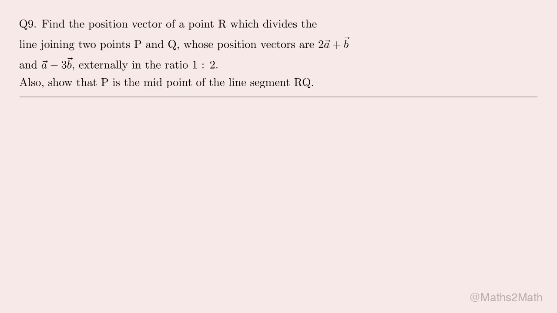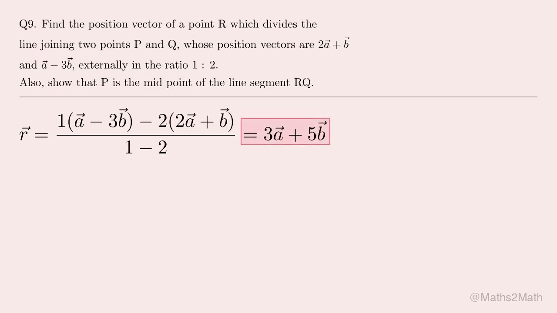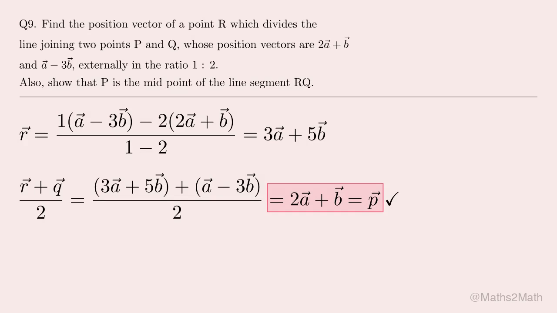Question 9. The external section formula in symbols, then a midpoint check. External 1 to 2. R is (1q minus 2p) over (1 minus 2), which is 3a plus 5b. The midpoint of R and Q averages to exactly 2a plus b, P. Verified.